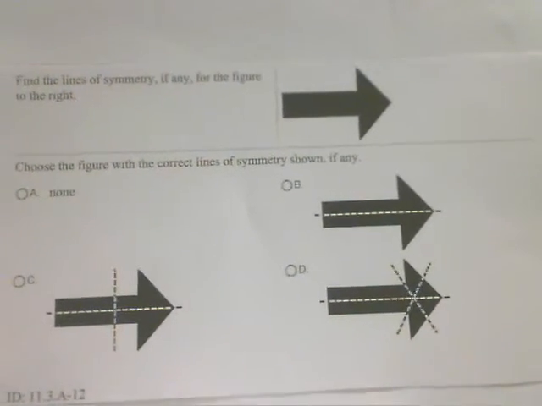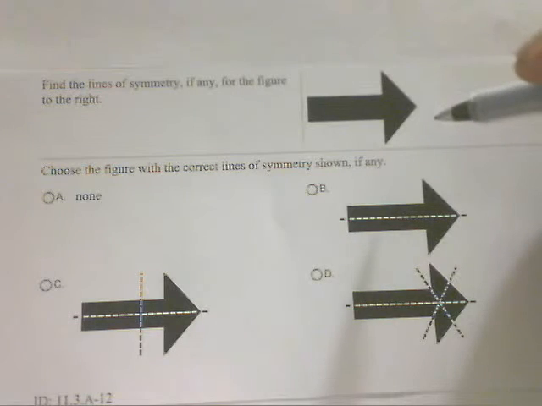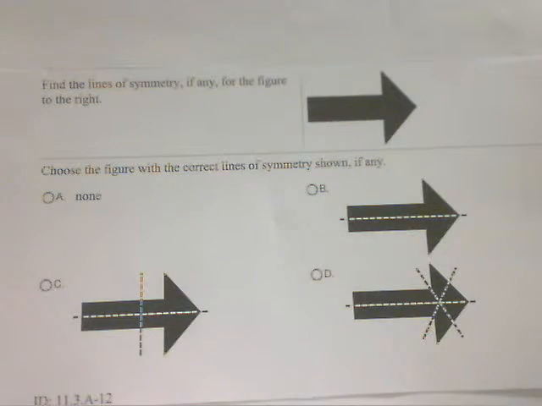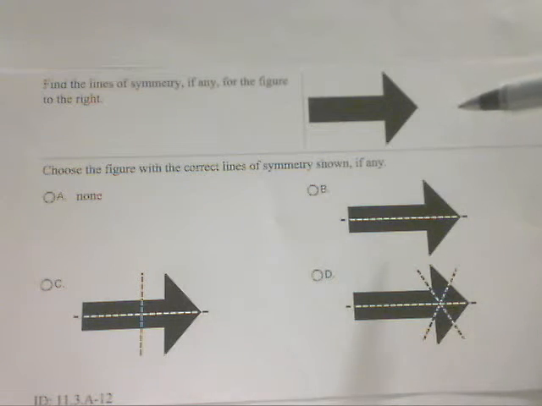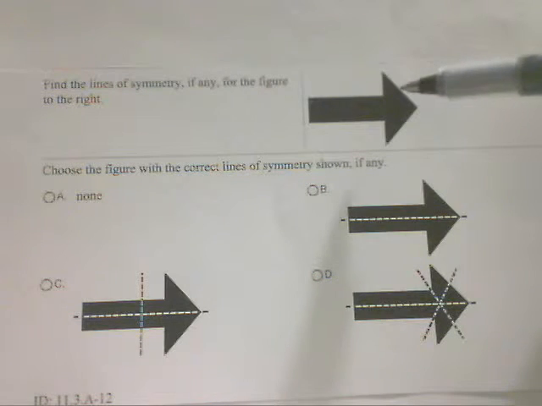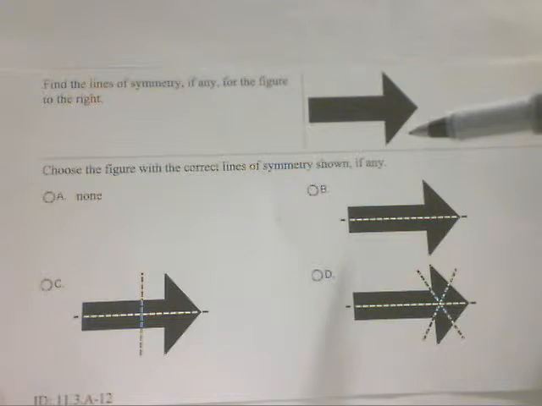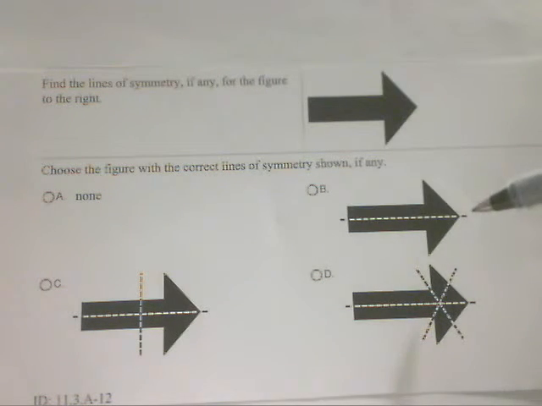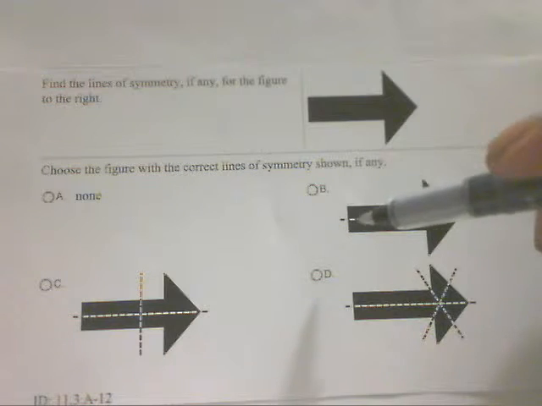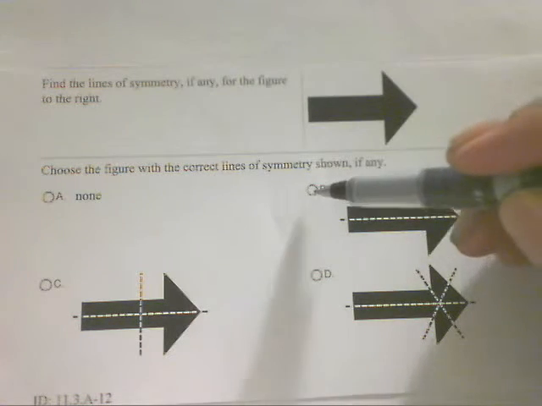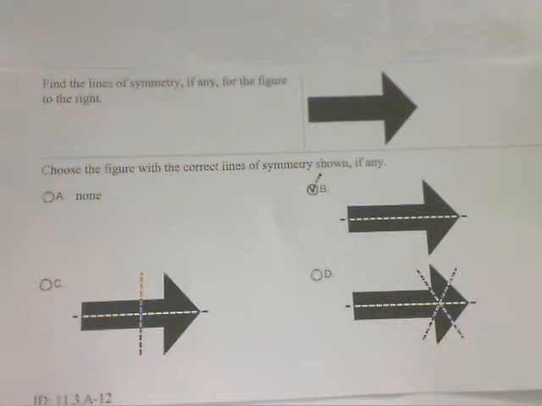Problem number 4. Find the lines of symmetry, if any, for the figure at the right. Here you have an arrow going this way. Keep in mind, lines of symmetry are those lines that will separate this figure in a way that the left side has the mirror image of the right side. The only one that would fit that would be B, because if you draw a horizontal line going through the middle of that arrow, the left side of the arrow has the mirror image of the right side. So the answer is B.